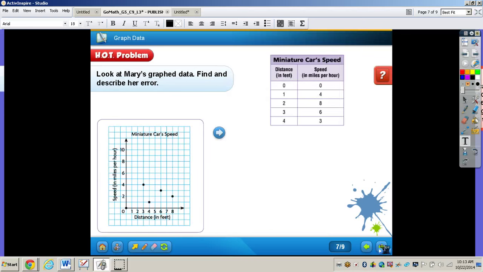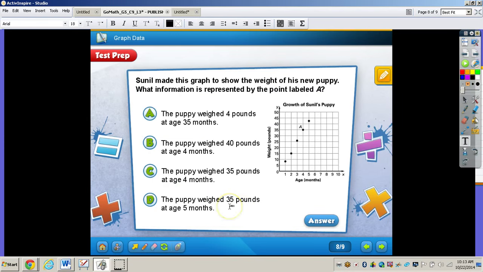And moving to the test prep problem, I want you to work through this problem all by yourself. When you're finished, you can press play and I will have the answer for you. So pause the video now. Okay, the answer is letter C.